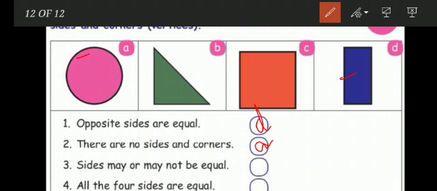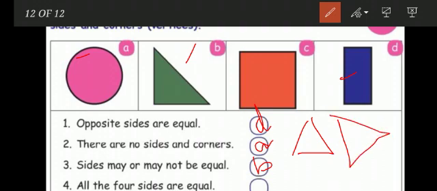Sides may or may not be equal. Sides may be equal or may not be equal. Which one? Triangle. So we write it for the triangle, which means, see, this is also a triangle and this is also a triangle. The sides will differ. So the sides may or may not be equal.